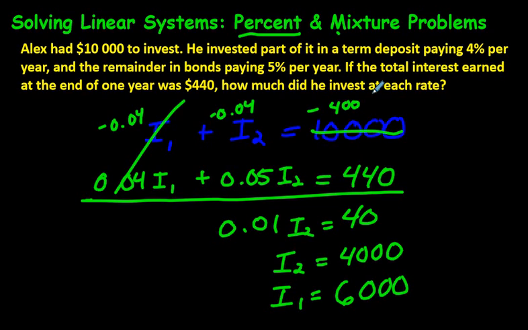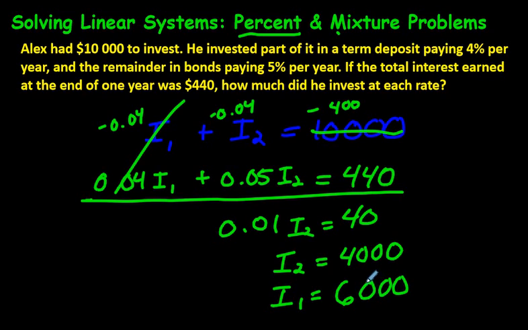Is that what the question was asking? If the total interest earned was $440, how much did he invest at each rate? We have solved the question. He invested $4,000 at 5%, and he invested $6,000 at 4%. And that's the kind of thing you would write as a sentence answer in this question. Okay?